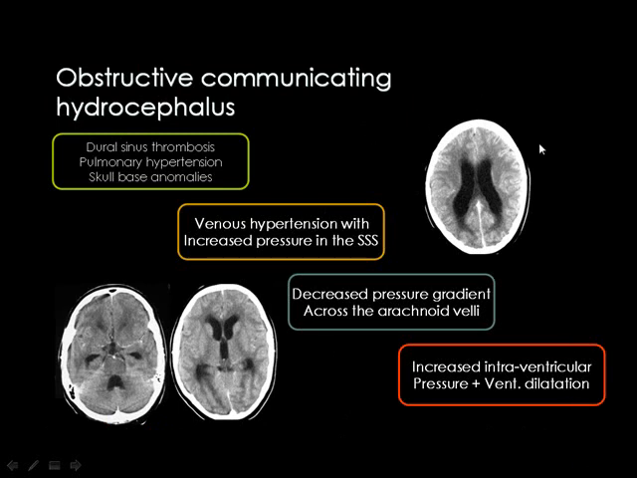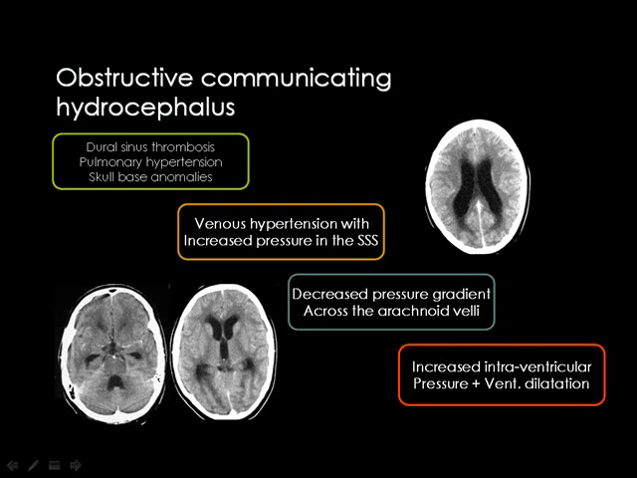And this is the mechanism of communicating obstructive hydrocephalus, either in cases of dural sinus thrombosis or the presence of pulmonary hypertension impeding the venous drainage from the cranium, or skull base anomalies may result in venous hypertension with increased pressure inside the superior sagittal sinus. And this will result in decrease of the pressure gradient between the sinus and the arachnoid villi, and it will impede the drainage of the CSF, resulting in these dilated ventricles.